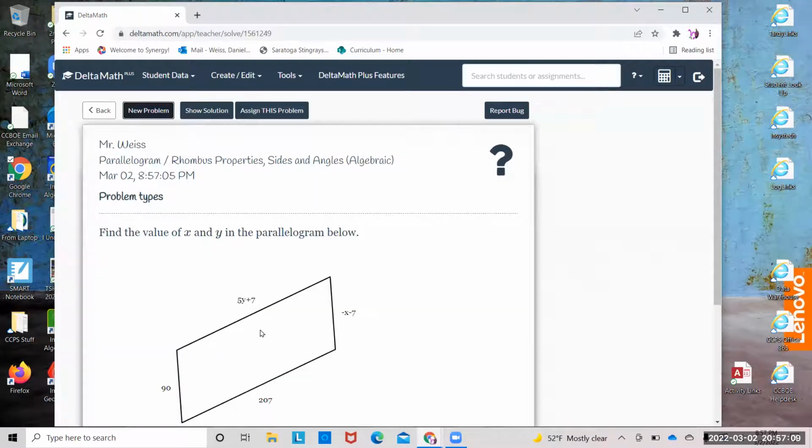Here, these two are equal. 5y plus 7 equals 207. 90 equals negative x minus 7. Solve for x, solve for y.